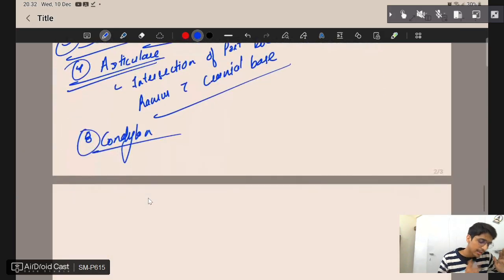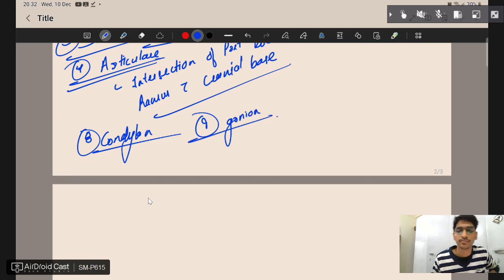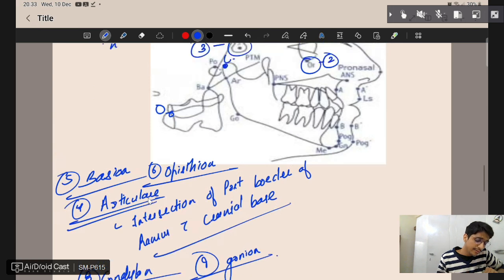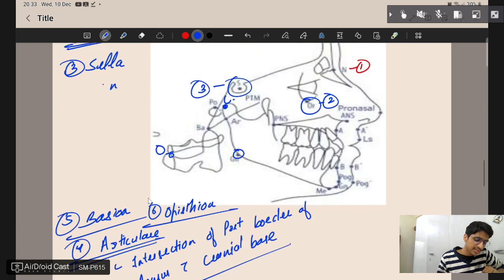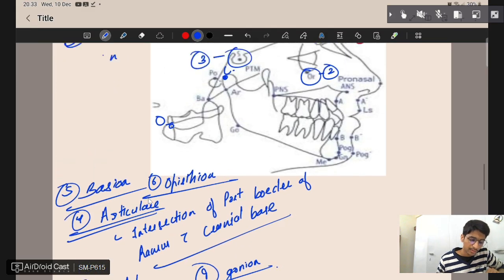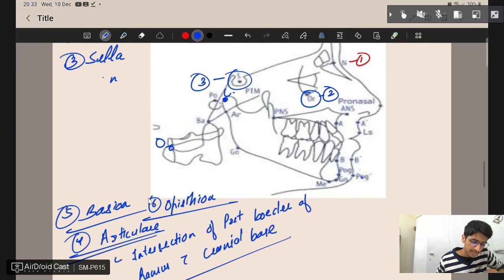And the ninth point is gonion. Gonion is present on the posterior inferior border. Condylon is present on the posterior superior border. Gonion is present on the posterior inferior border. Then these three points come.